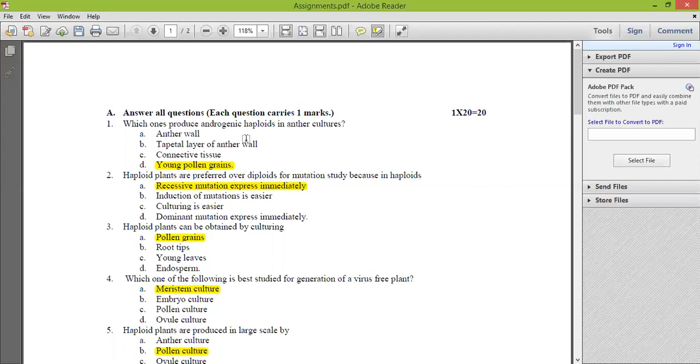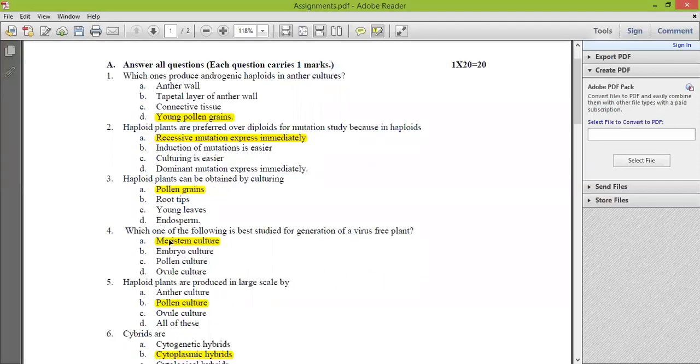The haploid plant can be obtained by culturing, obviously, the pollen grain. The rest of the options are diploid. So the answer is pollen grain. In some plants, the endosperm is diploid. The fourth question was: which one of the following is best studied for the generation of a virus-free plant? The answer is meristem culture, because the meristem is the dividing tissue.